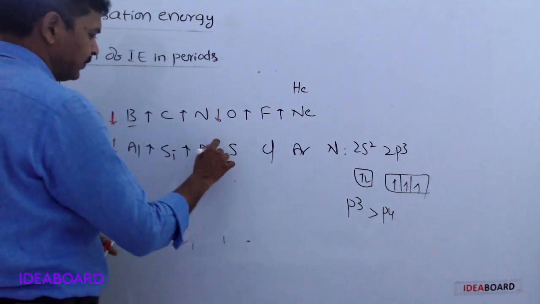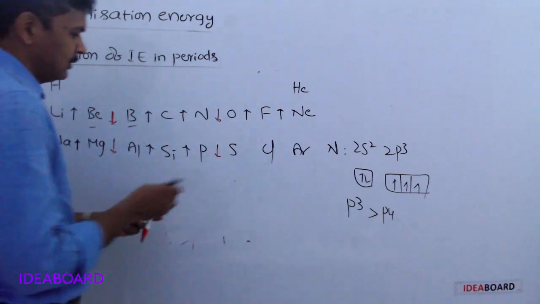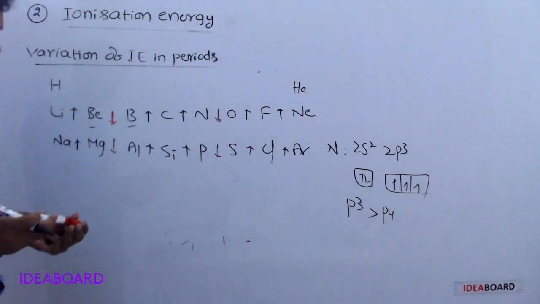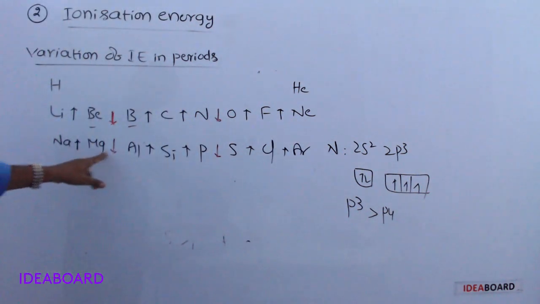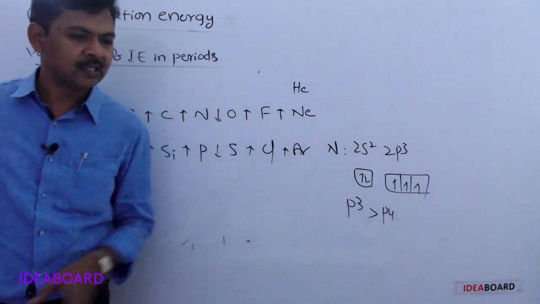Here it also increases, but here it decreases. Phosphorus to sulfur decreases. Thereafter it increases. Only from magnesium to aluminum and phosphorus to sulfur does IP decrease. In the remaining cases it increases.